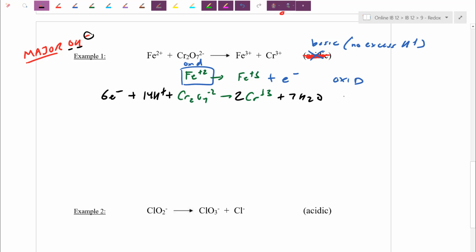This is referred to as a reduction reaction because of the electrons on the left-hand side. It's the chromium in the dichromate compound that actually gets reduced. It's the reactant that actually has gained electrons. It's just that we needed these H+ to do the balancing.